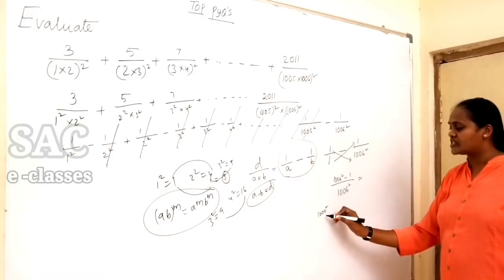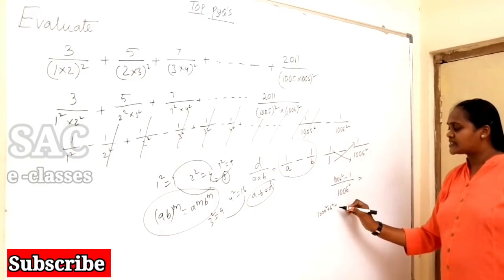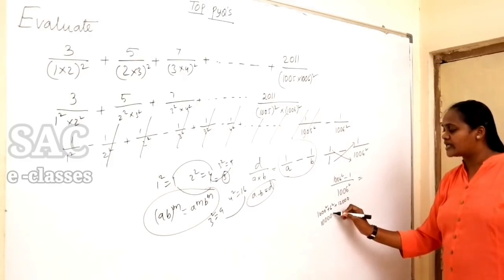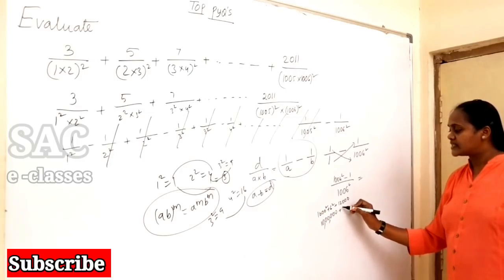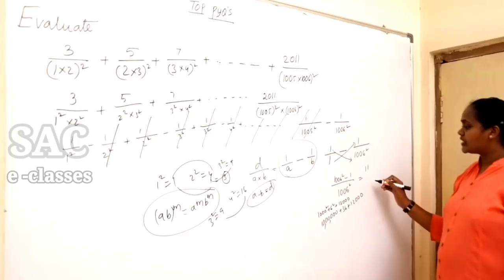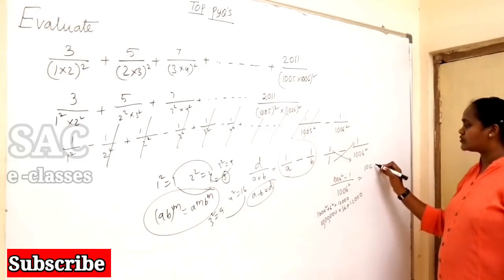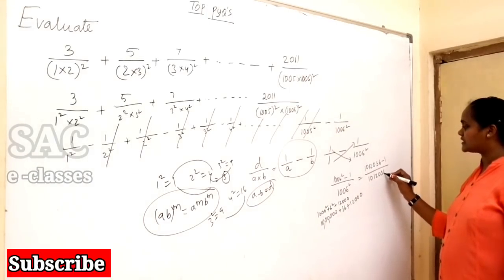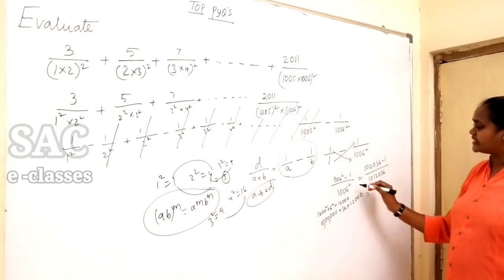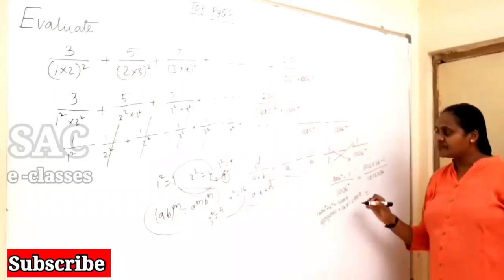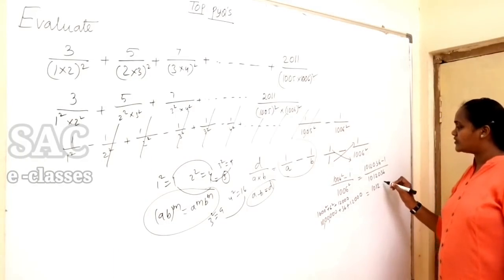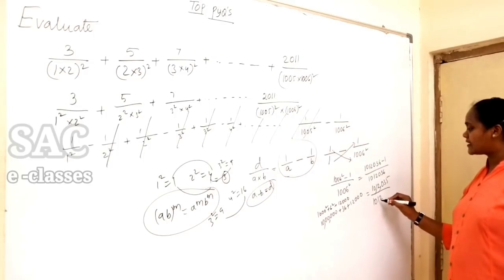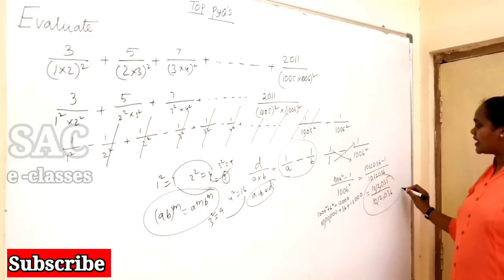1006 square is nothing but 1000 square plus 6 square plus 12,000. So 1000 square is 10 lakh, plus 36, plus 12,000 will give you 10 lakh 12,036, minus 1 by 10 lakh 12,036. Sometimes they will leave the value like this only, even though we want the numerator. That is what I am finding now: 10 lakh 12,035 by 10 lakh 12,036 will be the finalized answer.